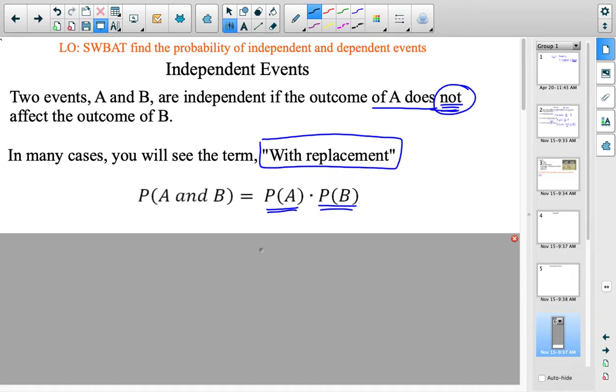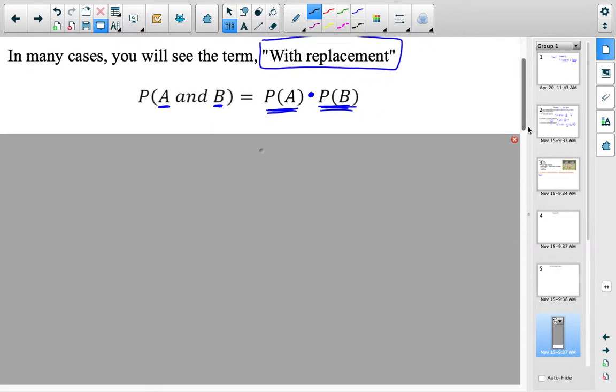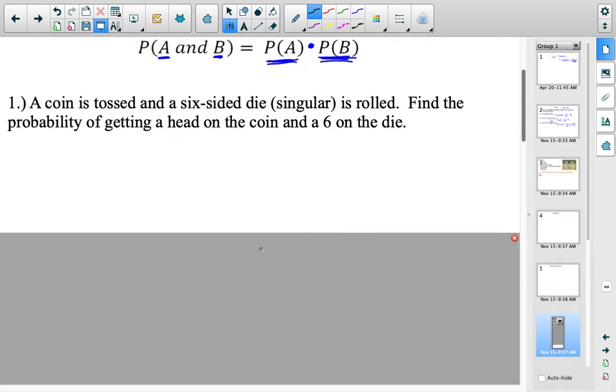And notice that our probability is a little bit different here too, because there's 2 events. What's the probability of A happening and then also B happening? Okay, so the probability of A and B is the product. You can see it's a multiplication sign. The product of the probability of A times the probability of B. So let's look at a couple of examples of independent.